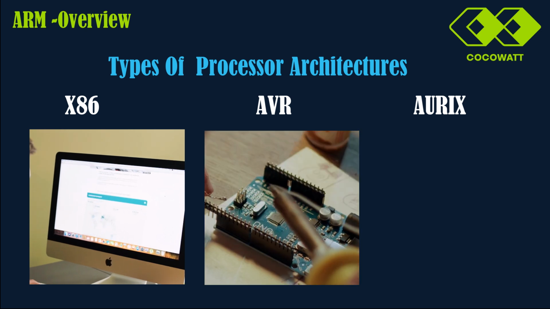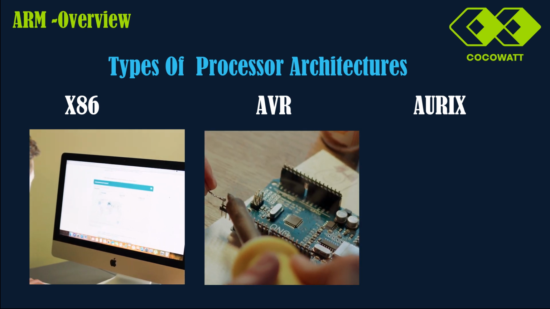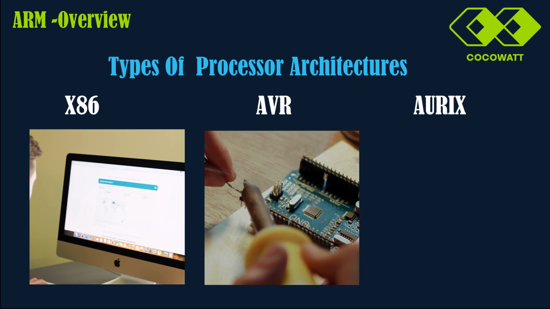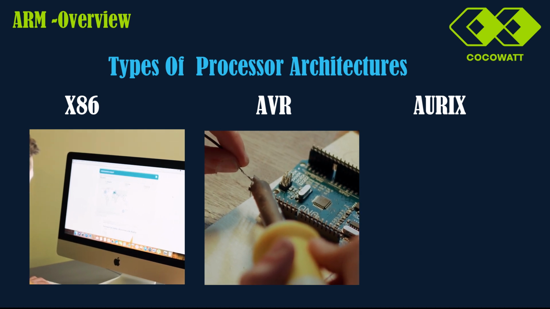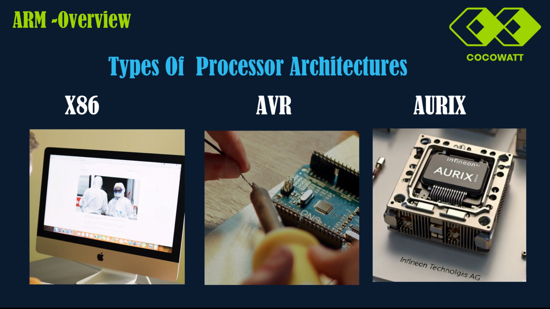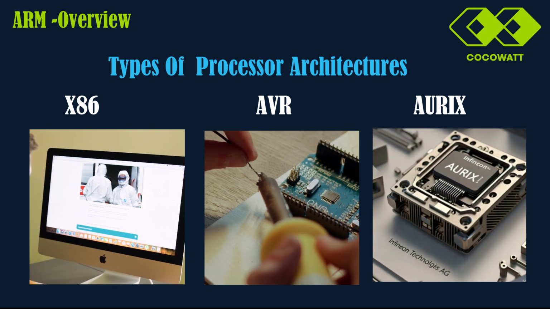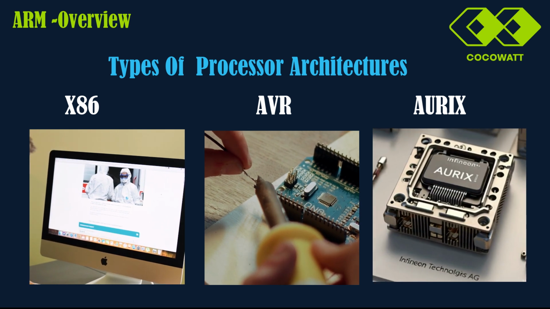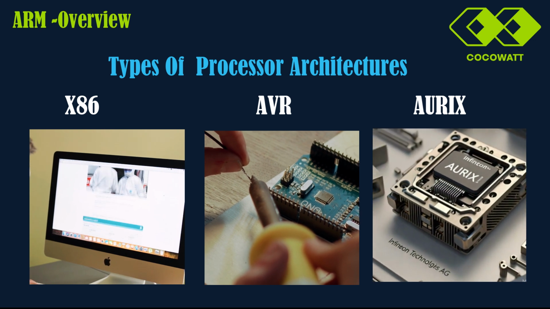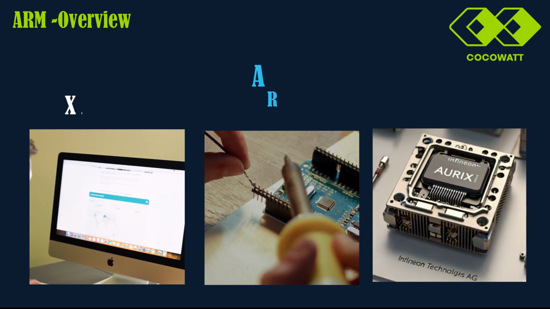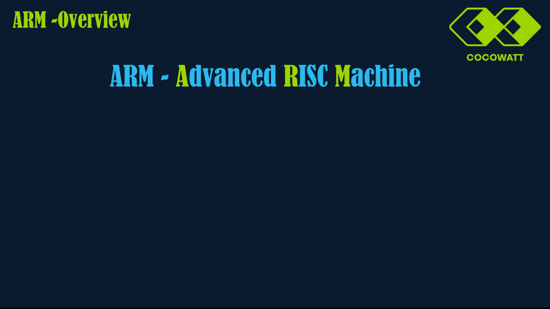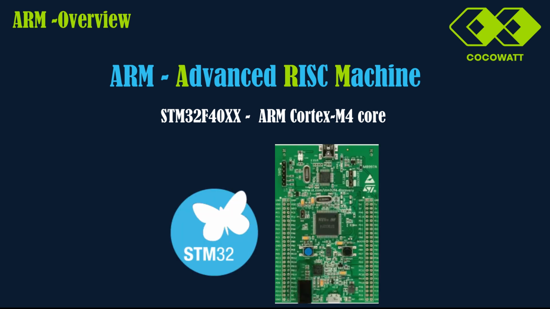AVR, a popular architecture for small microcontrollers like those used in Arduino boards. RISC-V, a robust, safety-focused architecture, often used in automotive and industrial applications where reliability is critical. ARM is by far the most widely used architecture in microcontrollers today, and the STM32F4x is based on the ARM Cortex-M4 core, which we'll explore next.